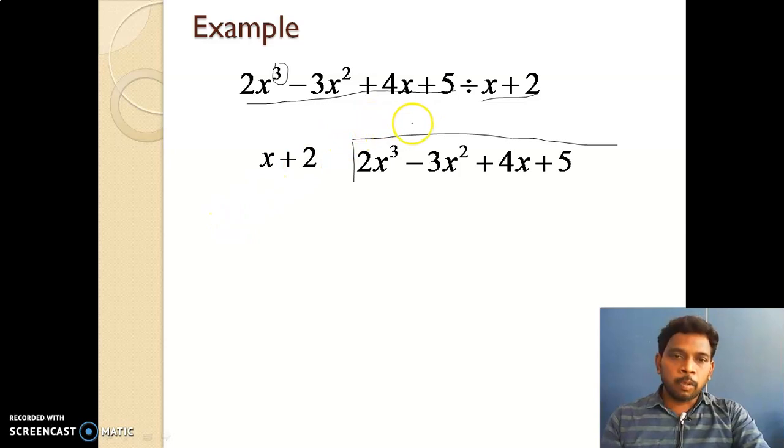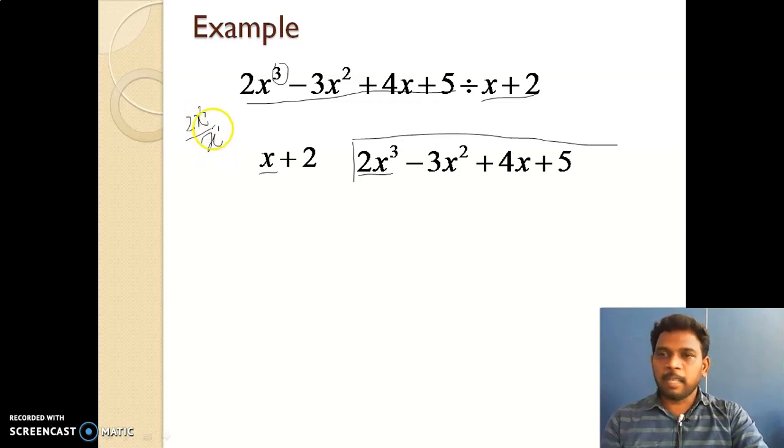Now we are going to write the quotient here. How can we write the first term of the quotient? The procedure is, first we divide this first term by the first term. So 2x cube divided by x. Here x means x to the power 1. First we have to cancel the variable powers. So here power 3 is there, here power 1 is there, right?